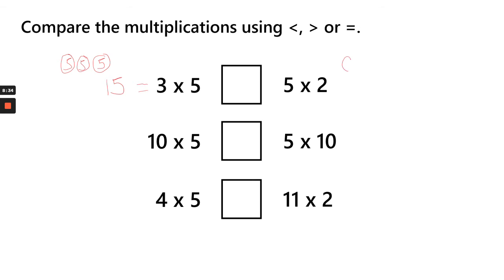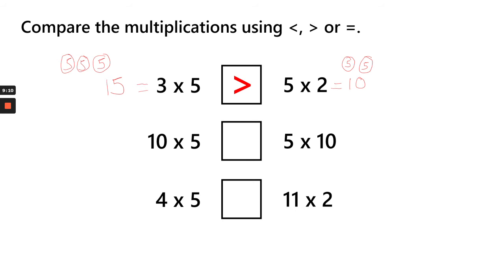5 times 2, we have 2 lots of 5. Or we could have 5 lots of 2. But today, because we're counting in 5s and it is quicker, we can do 2 lots of 5. So let's count together. 5 and another 5 equals 10. Well done if you spotted that. Which one is greater, 15 or 10? Well done. 15 is greater than 10.